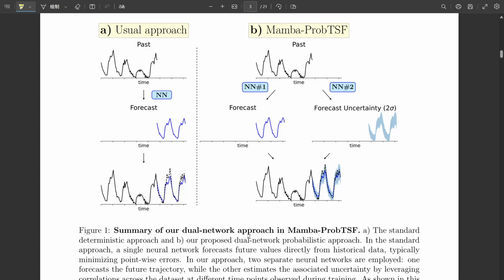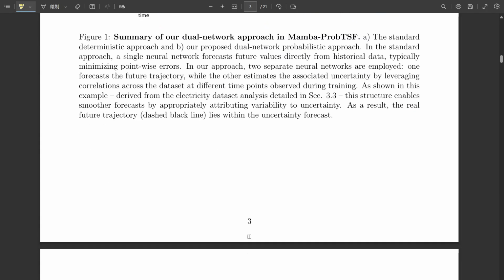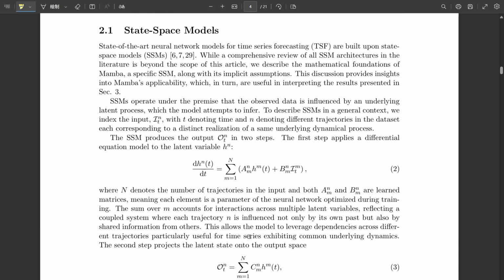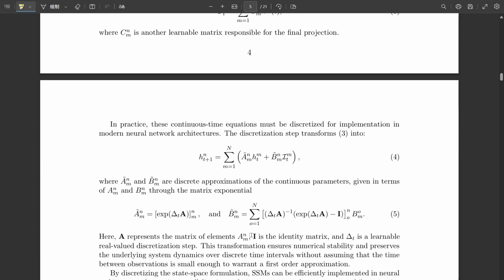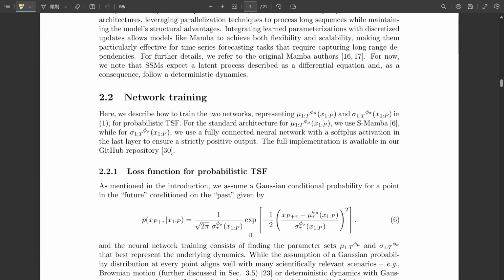What about network 2? Right, network 2, the sigma network. This one is dedicated purely to estimating the uncertainty. It models the variance for each step in the future. Okay, so it's telling us how spread out things might be around that center line.